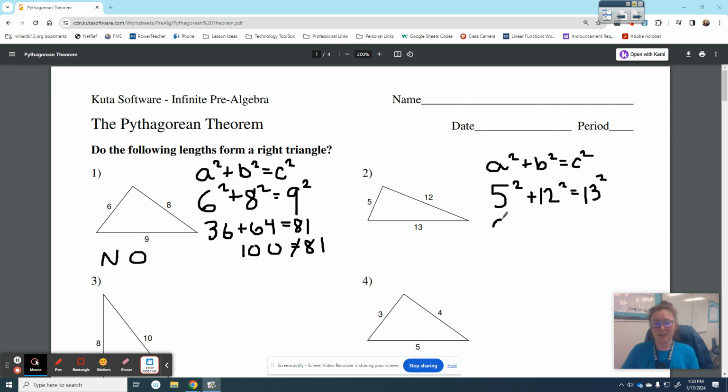5 squared is 25. 12 squared is 144. And 13 squared is 169. 25 plus 144 is 169. So yes, these three sides do make a right triangle.